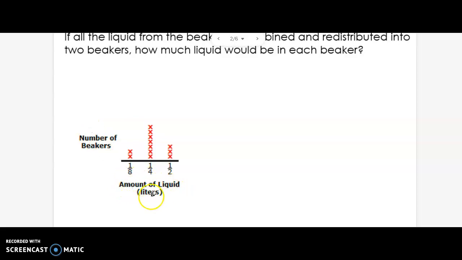The amount of liquid in liters. So this is the amount in each beaker: 1/8, 1/4, and 1/2. And then the number of beakers. So it looks like there's two that have 1/8, 1, 2, 3, 4, 5, 6, 7 that have 1/4, and 1, 2, 3 that have 1/2.